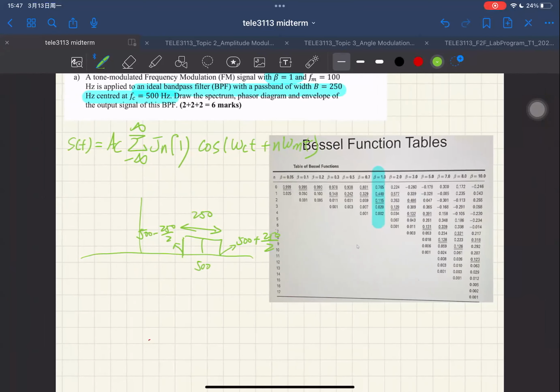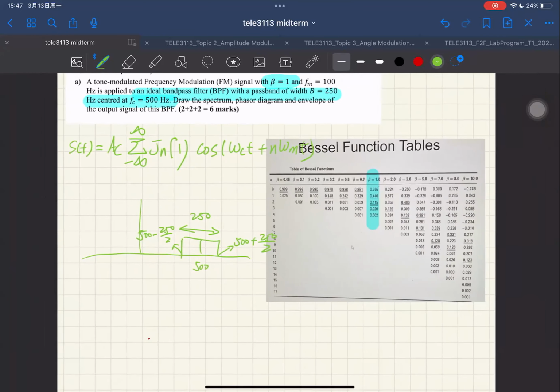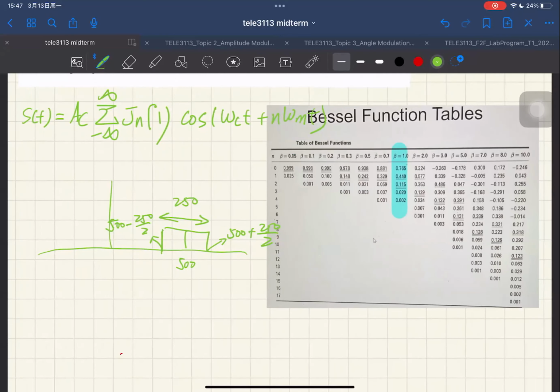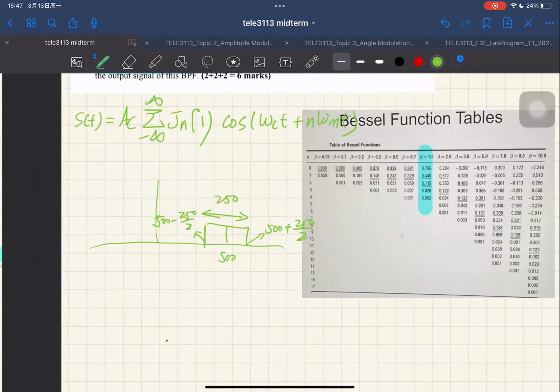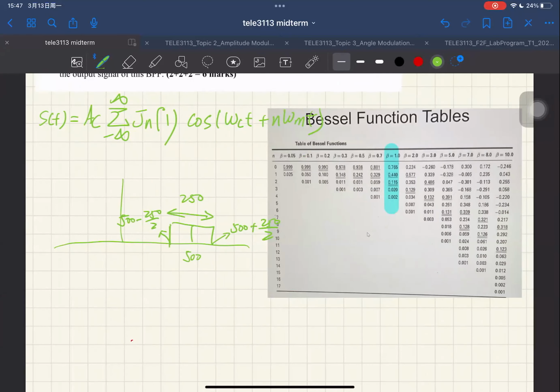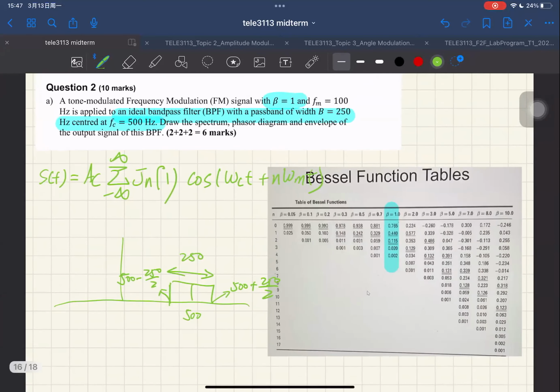Cool. So this is how the band pass filter looks like. Everyone clear with that? It says centered at 500 hertz with a bandwidth of 250. So the upper limit of this band pass filter is going to be 500 plus 250 over 2, and the lower limit of this band pass filter is going to be 500 minus 250 over 2, right?